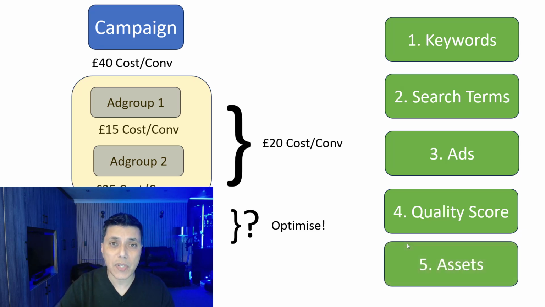The last thing you want to look at is your assets, which used to be called extensions. Make sure you've got the right extensions, the right headlines within each extension, the descriptions, and so on. These are the sorts of things that you want to look at.